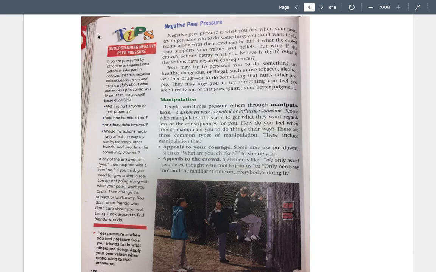Will this hurt anyone or their property? Will it be harmful to me? Are there risks involved? Would my actions negatively affect the way my family, teachers, other people, or other friends and people in the community view me? If any of the answers are yes, then respond with a firm no.